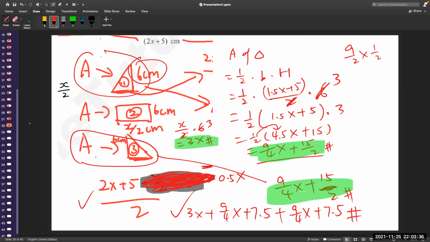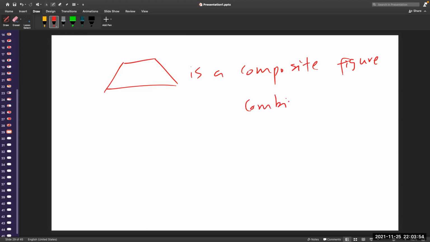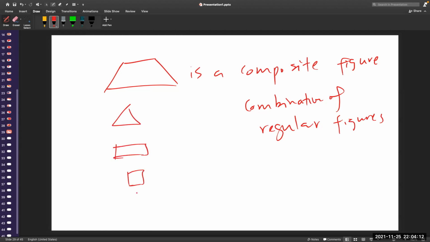So that means, in fact, this is a trapezium. A trapezium is a composite figure. Let me briefly talk about what a composite figure is. A composite figure is a combination of regular shapes or regular figures. So what are regular figures? Triangle, rectangle, square.